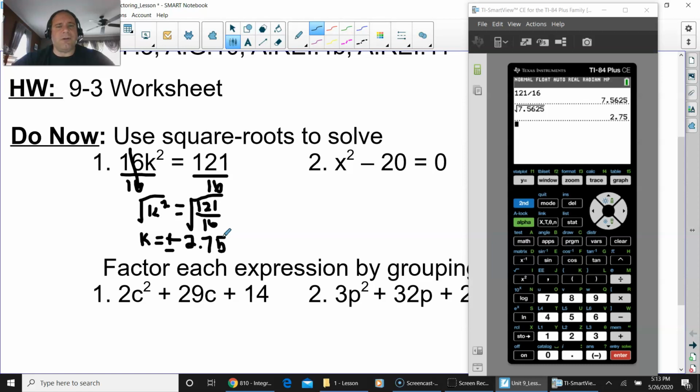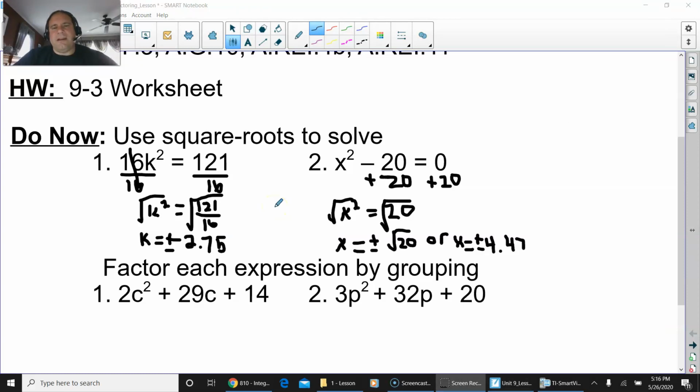All right, so go ahead and try to solve number 2 and see if you can do that. Press pause now. So we have x squared minus 20 equals 0. You add 20 on both sides. You get x squared equals 20. You square root both sides because the opposite of squared is square root. And you get x equals plus or minus square root of 20.